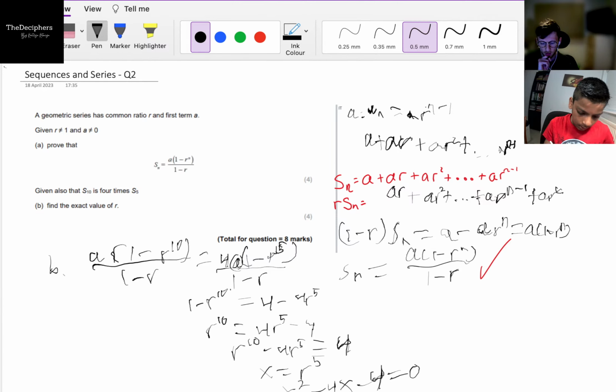Because you've got 1 minus r to the 10 equals 4 minus 4r to the 5. And you've times through by negative 1, it looks like in the next line. Or 1's disappeared. I didn't times through by negative 1, I just did 1 minus both of them.